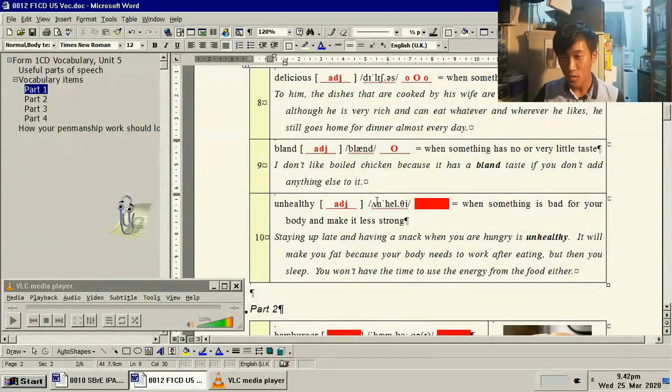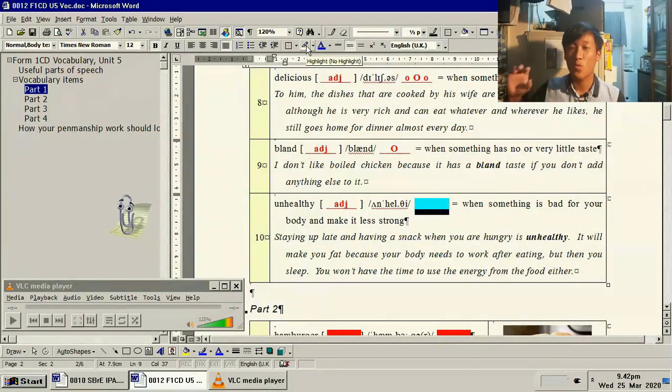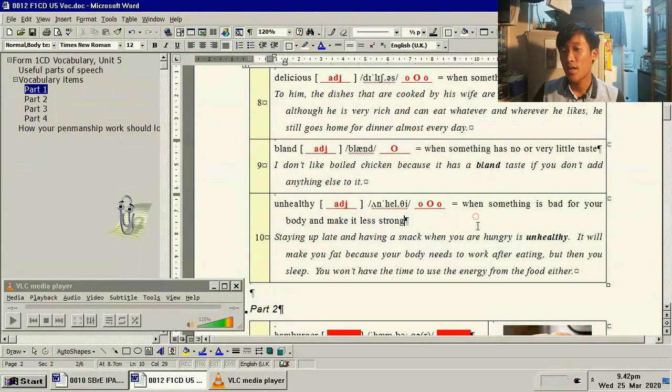Pitch pattern. Syllable 1, unstressed, nothing in front of it. Syllable 2, stressed, with a stress mark in front of it. Syllable 3, unstressed, with a full stop in front of it. So weak, strong, weak. Okay, so the second syllable has a higher pitch. When something is bad for your body and makes it less strong. So unhealthy. So what is unhealthy?